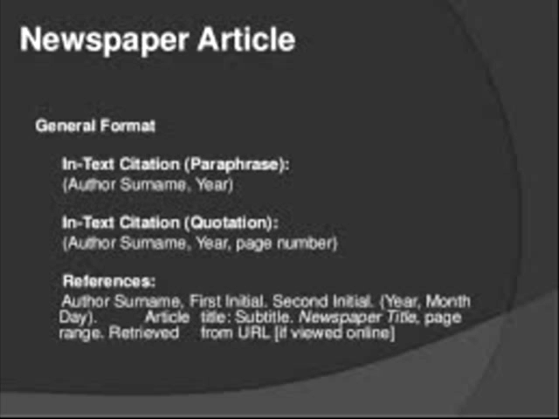This is very clear cut: author surname and year. Author surname, year, page number, because in a newspaper we have page numbers as well. And we also mention the month and day, like September 15, along with the year for newspaper citations.